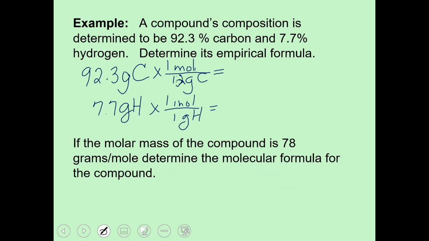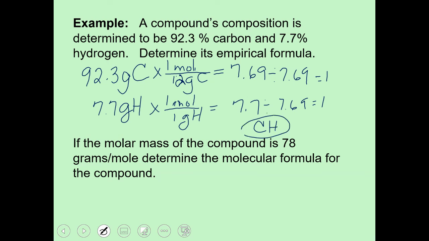So hopefully you can tell this is 12. There, that wrote a little bit better. And this says 1 mole right here. There. Okay, so 92.3 divided by 12 is 7.69. 7.7 divided by 1 is 7.7. Divide by the smallest, I think you can see, we're going to get 1 to 1. So the empirical formula is CH.